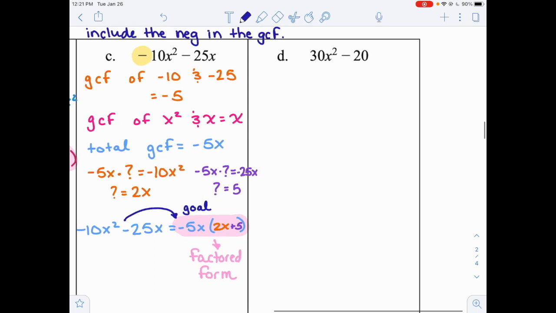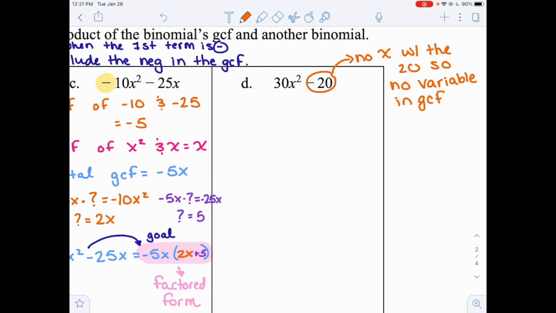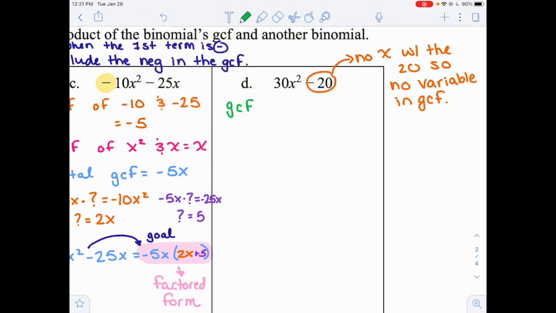So in D, we need to be careful. This term has no x. So there's going to be no variable in the GCF. You can't take it out if it doesn't exist. It doesn't exist in both terms, so there's no variable as part of the GCF. So the greatest common factor here, remember we want to think of the biggest number that divides 30 and 20, is 10, not 5.